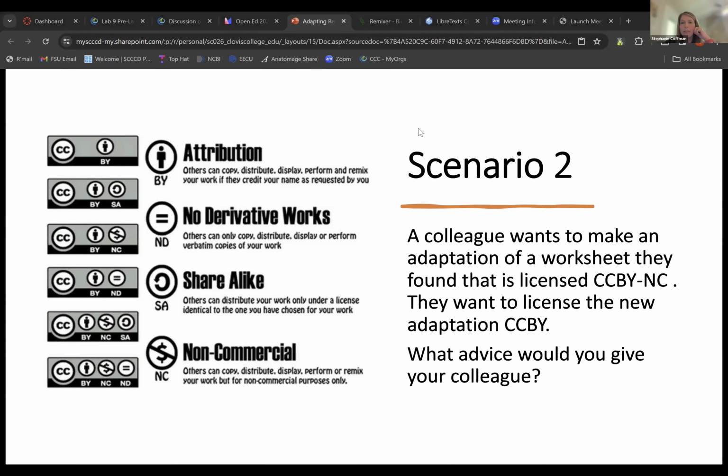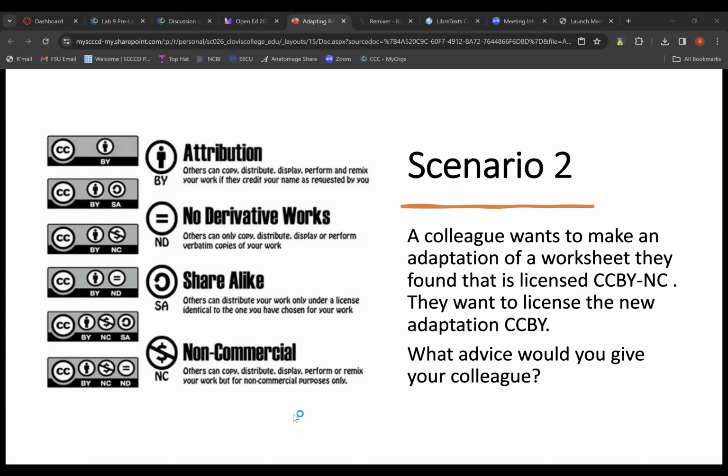All right, let's look at a second scenario. A colleague wants to make an adaptation of a worksheet they found that is licensed CC BY-NC. They want to license the new adaptation CC BY. What advice would you give your colleague? And over here I have just to remind everybody, these are the 6 licenses, and these are the 4 elements of the licenses. So what do you guys think? What would you tell your colleague in this situation? What advice might you give them?